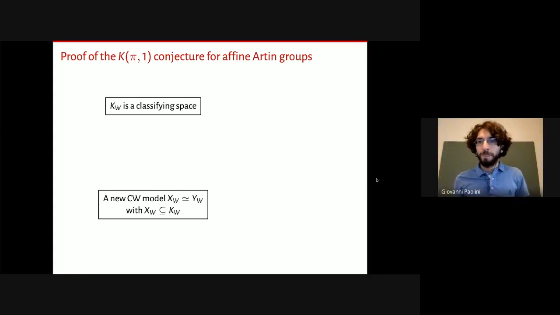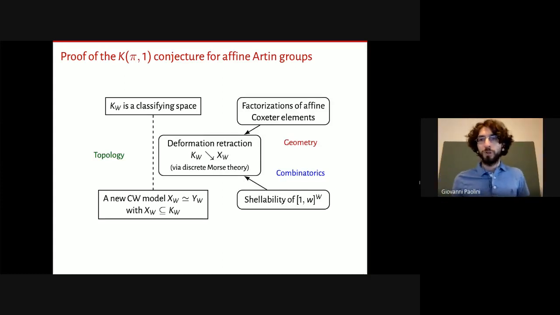This is related to the well-known Salvetti complex of a Coxeter group, but it is different. So this new CW complex has a fairly different structure from the more well-known Salvetti complex. And then what remained to do was to construct a deformation retraction from the classifying space KW onto the subcomplex, which is homotopy equivalent to the configuration space.